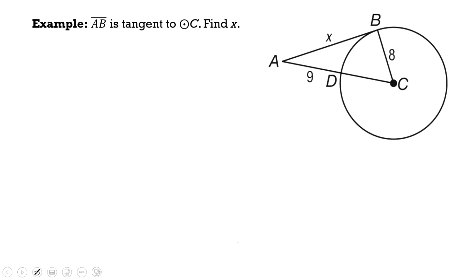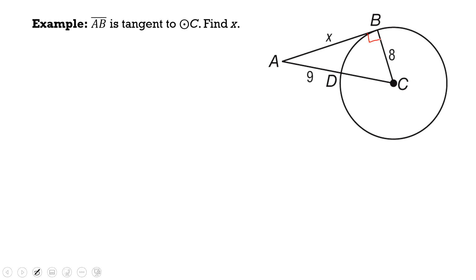So here's our example. We have AB as tangent to circle C. They want us to find X. So I look and say, okay, it tells me that it's a tangent, so I know right away that this angle here at B is a right angle. So now we're trying to find X. I know if I can figure out a right triangle, I'm able to do that.